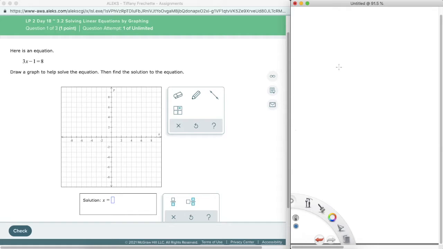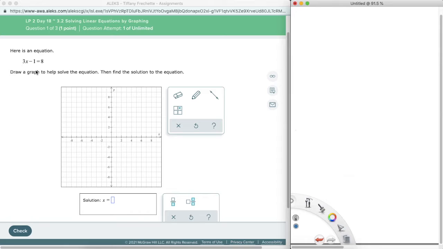Okay, so we're going to go ahead and review some graphing that we just did in the last section, and we're also going to start introducing the idea of finding solutions to our linear equations. So just like we did in the last section, we're given an equation. So here's an equation, 3x minus 1 equals 8.